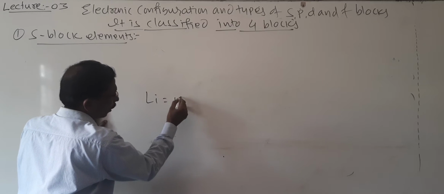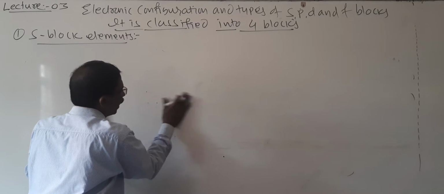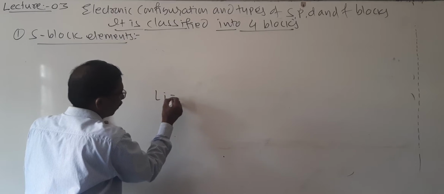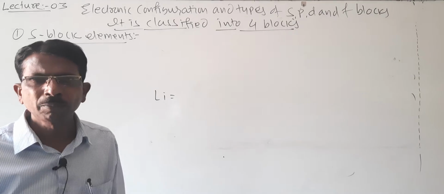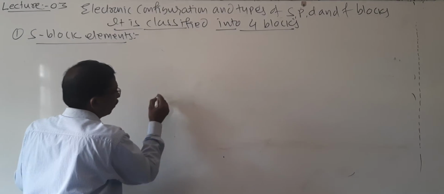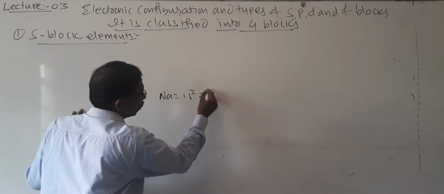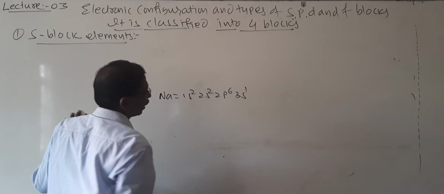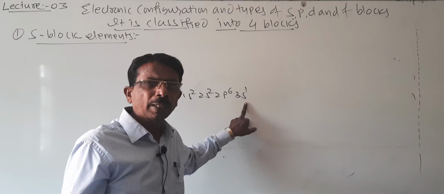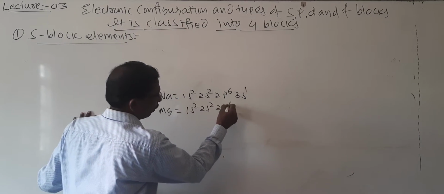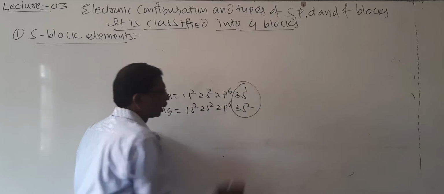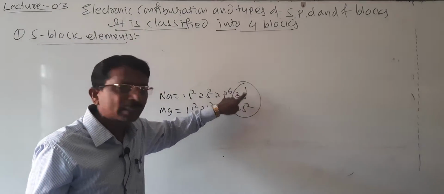Look here students, S block, first example I have given. Look here, lithium, S block. So it is here you may write that is the first one, lithium. Here we are writing 1s2, 2s1, like this. If you write sodium, 1s2, 2s2, 2p6, 3s1. Look here, the electron enters into the s orbital, and then magnesium 1s2, 2s2, 2p6, 3s2. Look here students, the differentiating electron enters into the s orbital of the valence shell.